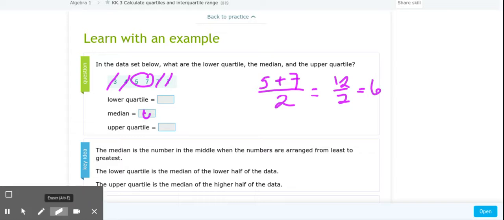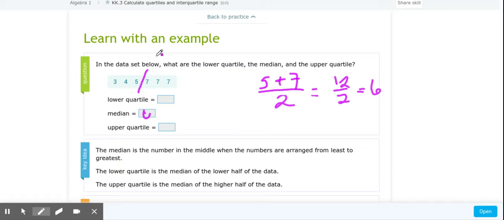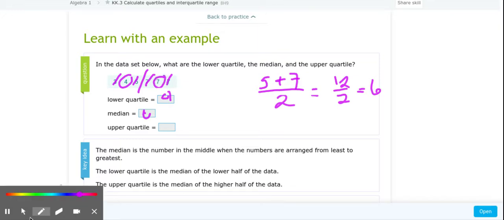The lower quartile we find by taking the median of the lower half of the data. So this line I just drew splits the data in half. The median of the lower half is 4. And then the upper quartile we find by finding the median of the top half of the data. So that would also be 4.